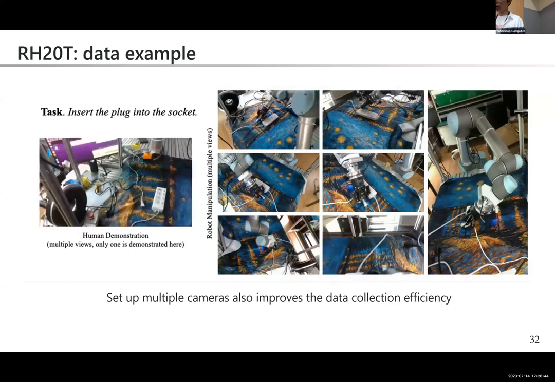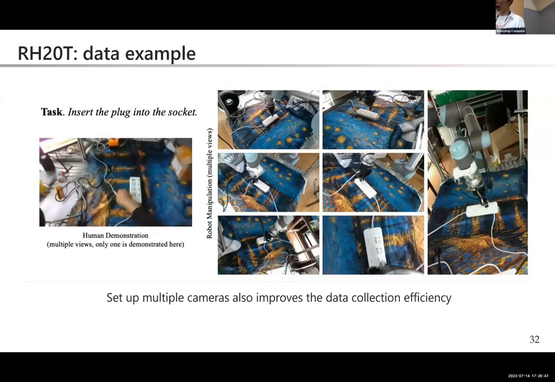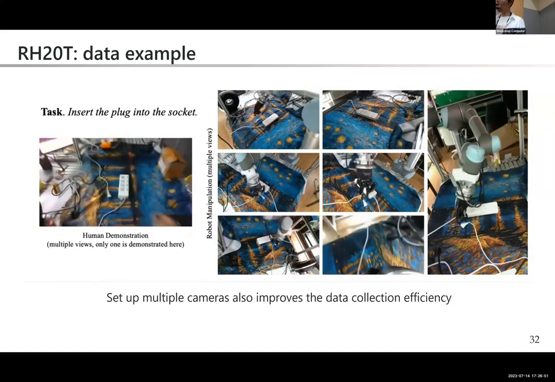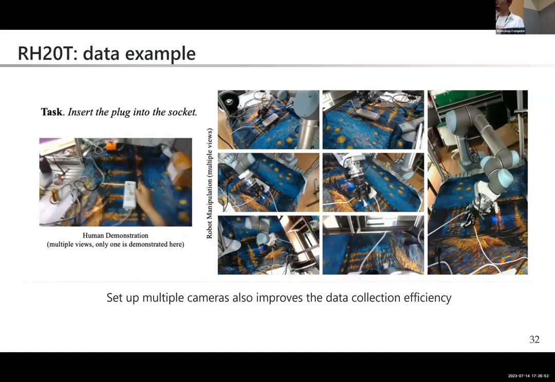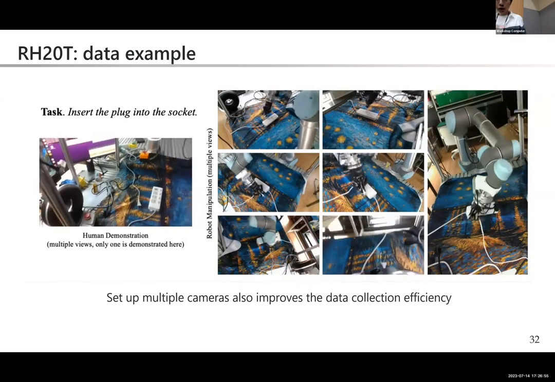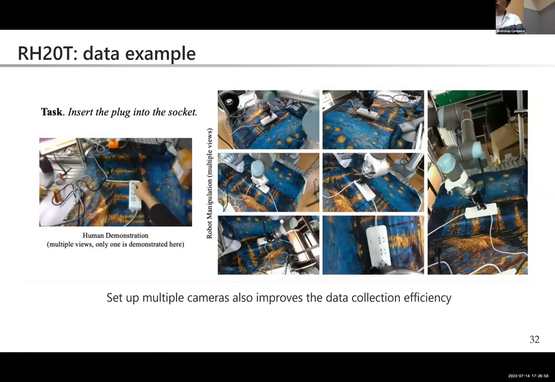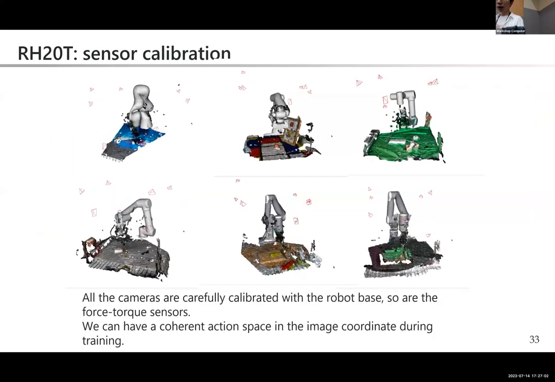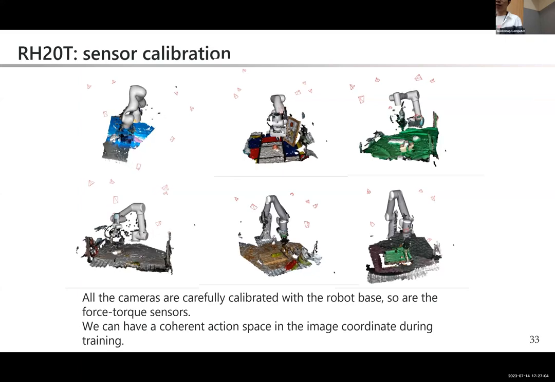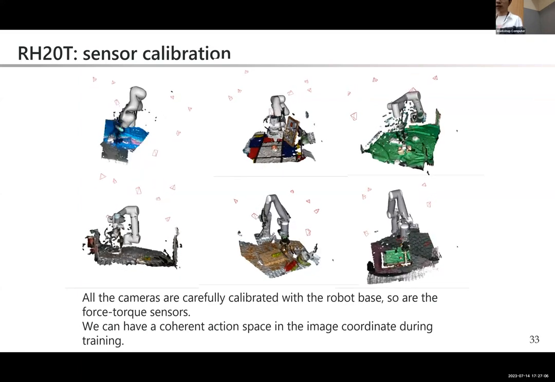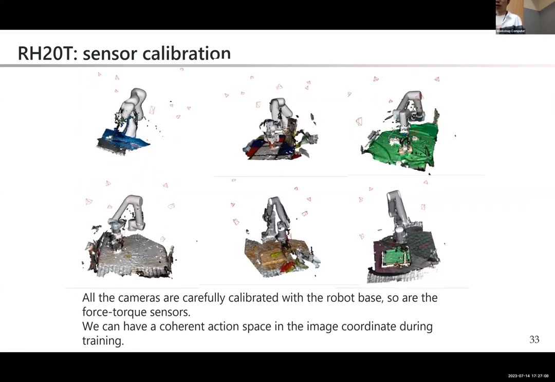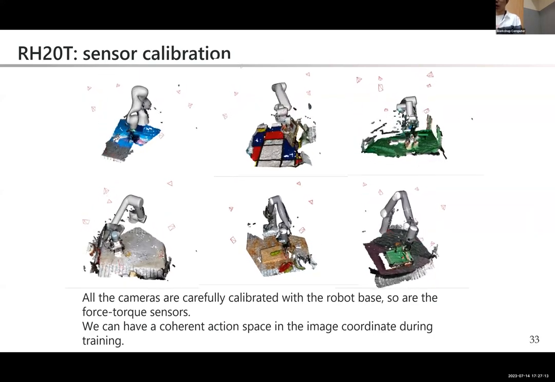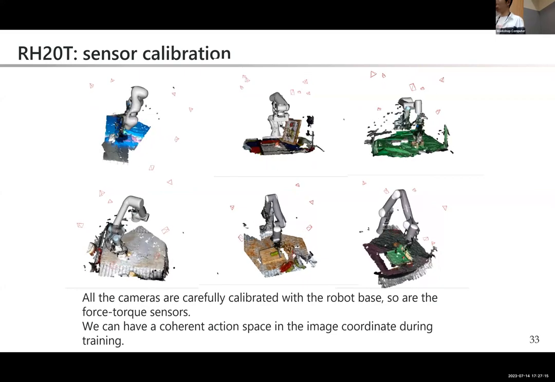For each task, we provide human demonstration as well as multi-view robot manipulation. The human demonstration is also multi-viewed. And we found that setting up multiple cameras can also improve the data collection efficiency. And in our data set, all the cameras are carefully calibrated with the robot base. So are the force torque sensors. So we can have a coherent action space in the image coordinate during training. And this data set is also open sourced.